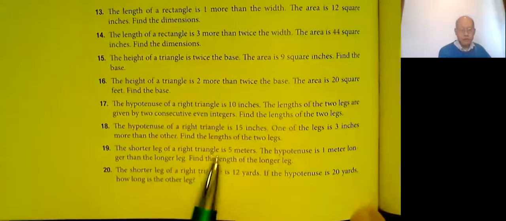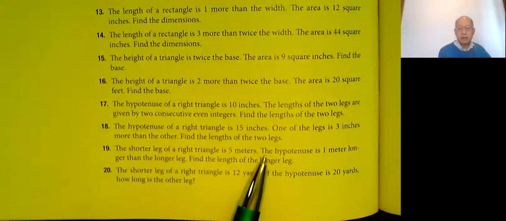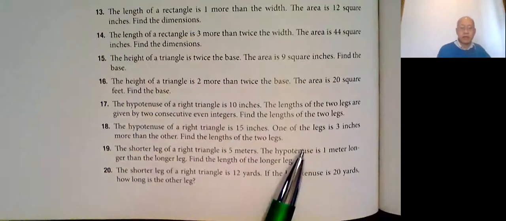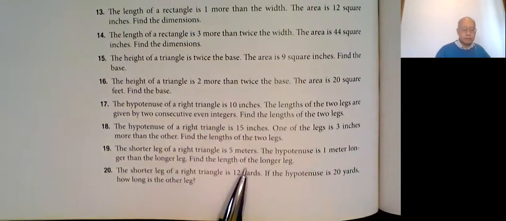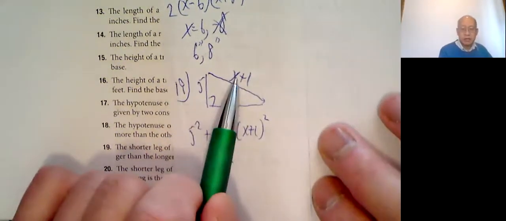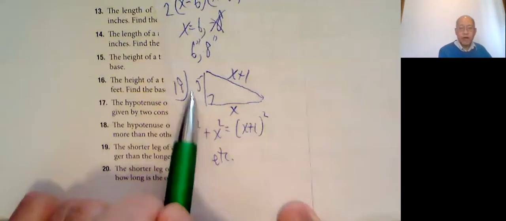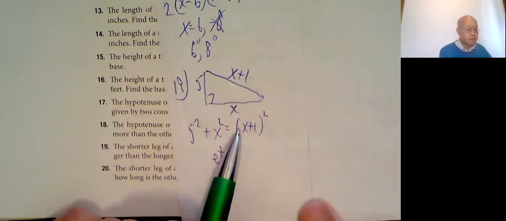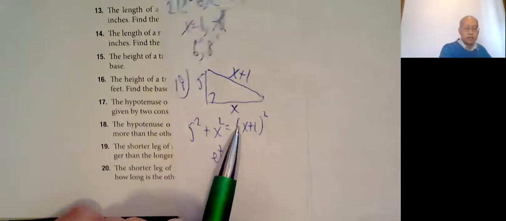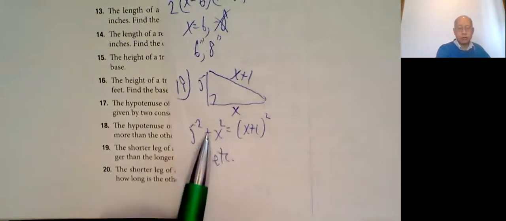Okay, 19. The shorter leg is 5 meters. The hypotenuse is 1 meter longer than the longer leg. Find the length of the longer leg. Okay, so you have 5, x, and x plus 1. So 5 squared plus x squared equals x plus 1 squared. That's the setup. And I'll let you finish the rest of that. That shouldn't be too hard.